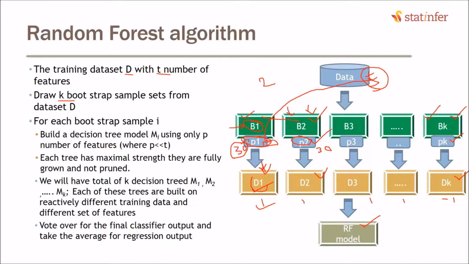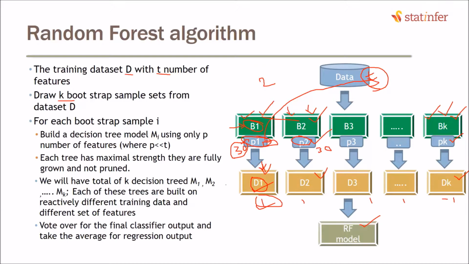Each tree is doing a very good job of at least classifying a given set of variables. Then we will take a total of K decision trees, because there are K sets of bootstrap samples. Each of these is built on different training data sets and different sets of features: different training data sets because they are bootstrap samples, and different training features. Finally, we vote, and based on voting we consolidate and have the random forest model.